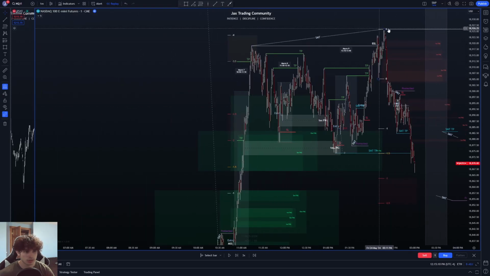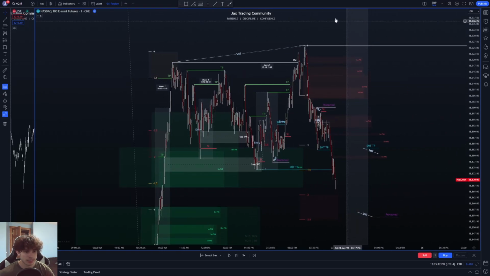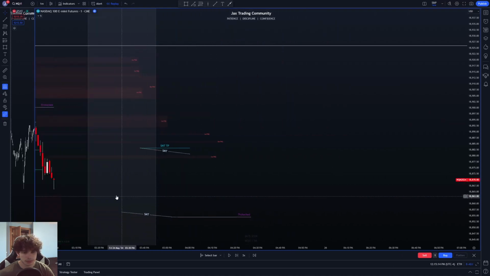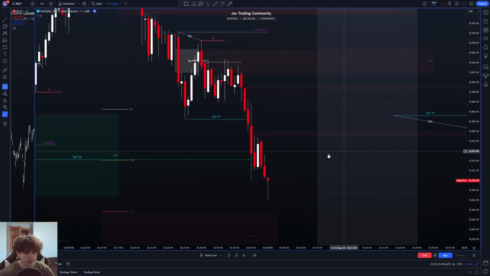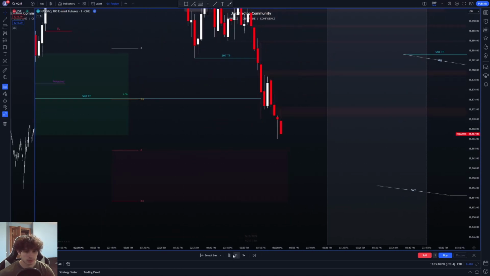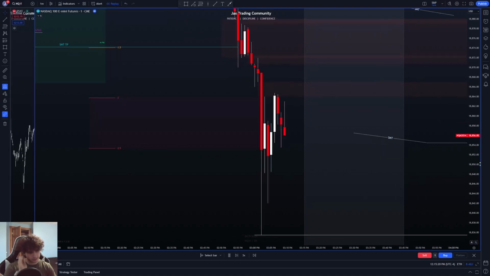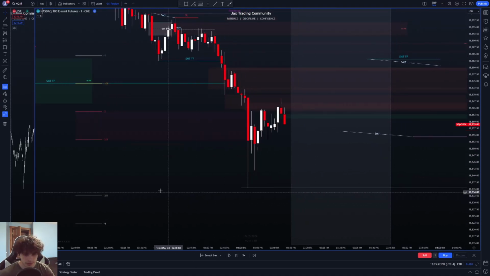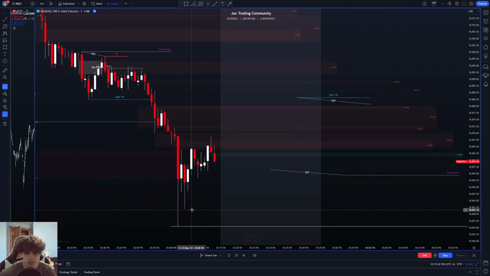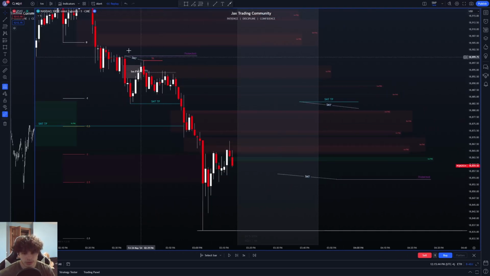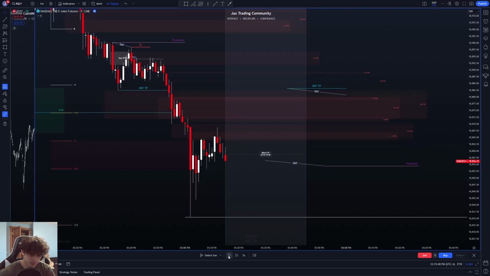Oh yeah, no, never mind. Of this massive SMT, there's the SMT TP. And you could even have another take profit at this 2.5. And then finally at this 3.5, but I don't think we reach there. So now we are sort of in a downtrend going into this macro, so I do expect a reversal.